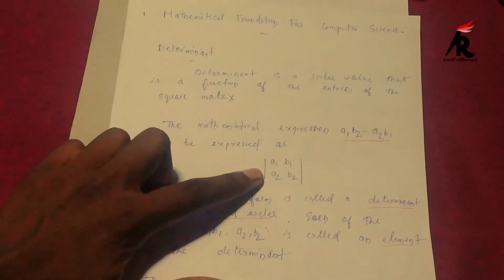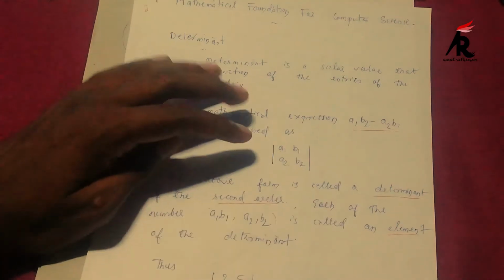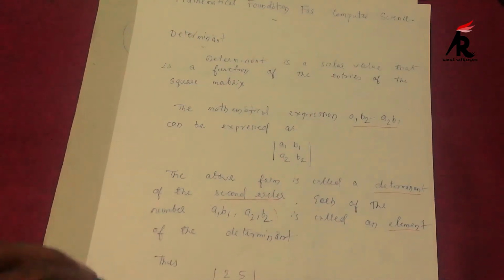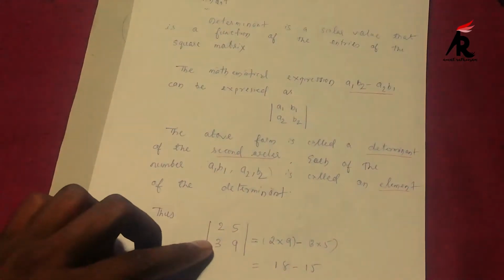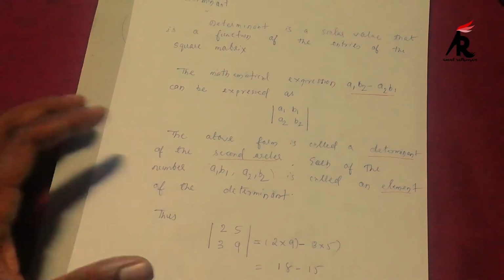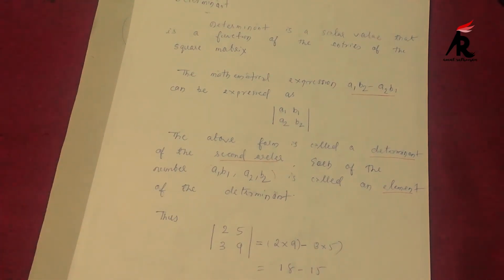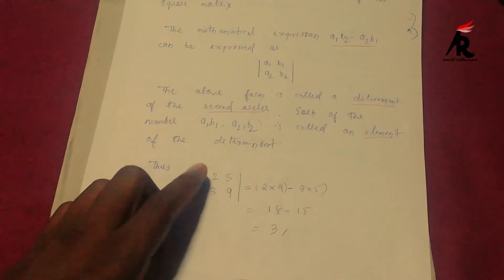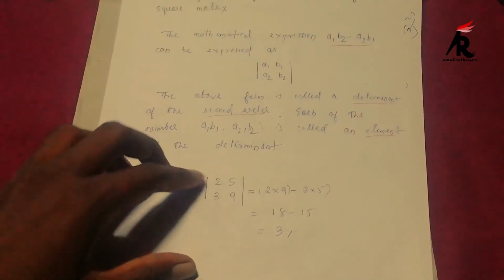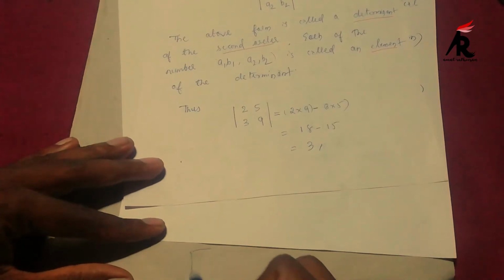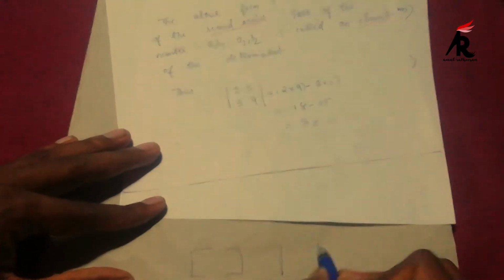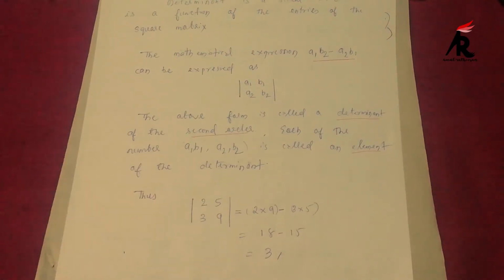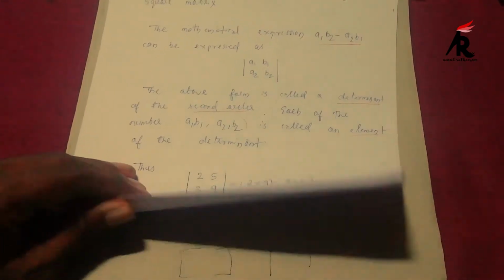This is the second order determinant, and each of the numbers a1, b1, a2, b2 is called an element. Here is an example. Just think that we have a matrix 2 5 3 9. The determinant of that matrix we have to write like this. The matrix sign is like this, then we have the determinant sign like this, and we insert the elements. Then 2 into 9 minus 3 into 5. Simple. The determinant of a second order matrix is very simple.